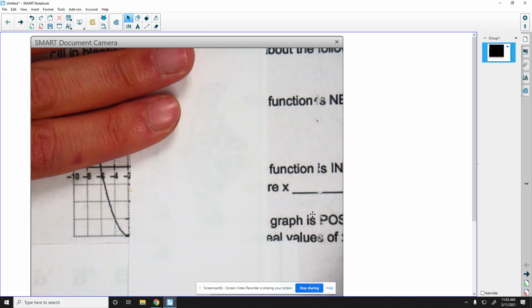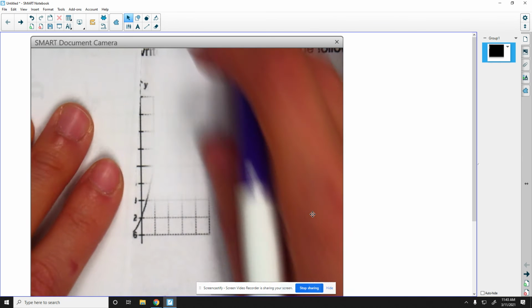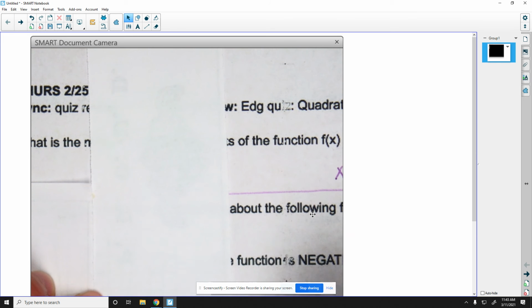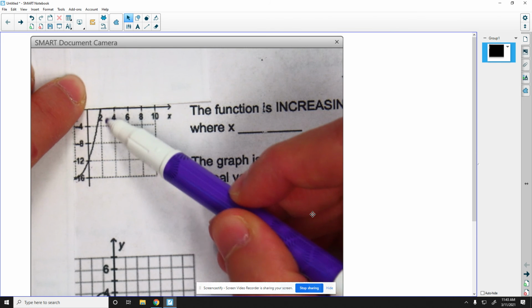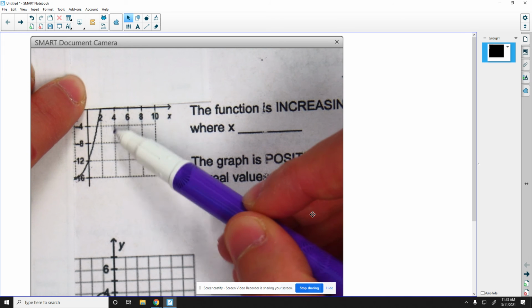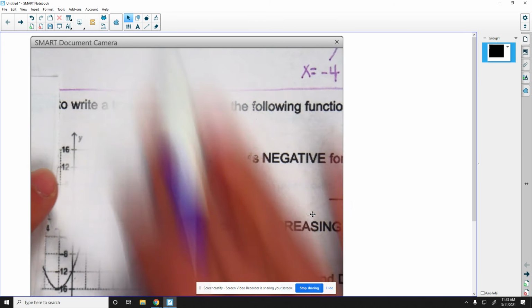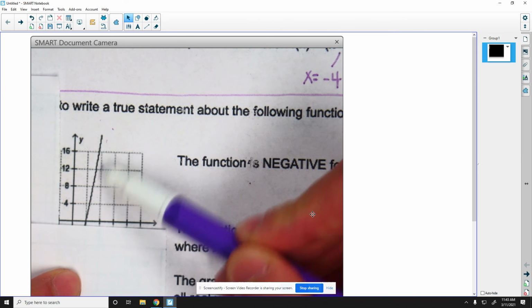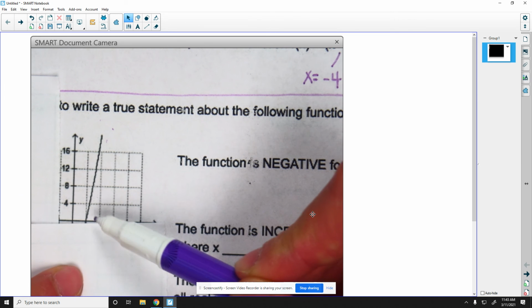It's below 0. This part of my function right here, it is increasing. Oh, you can't see it, sorry. This part is increasing because it's going up, but is it positive or negative? Negative because it's below 0. And then this part is positive, right? Because it's above 0, but is it increasing or decreasing?